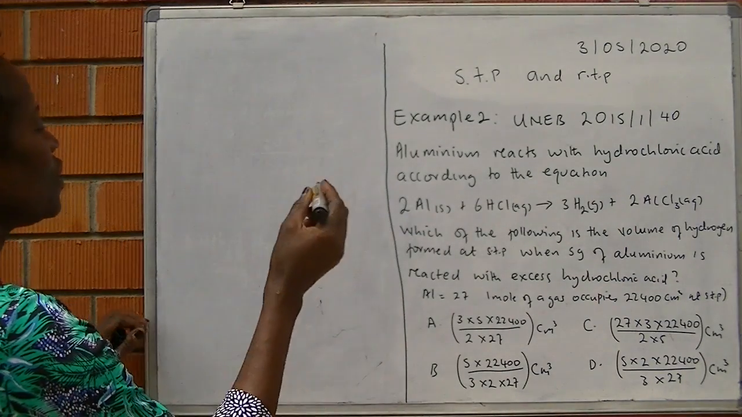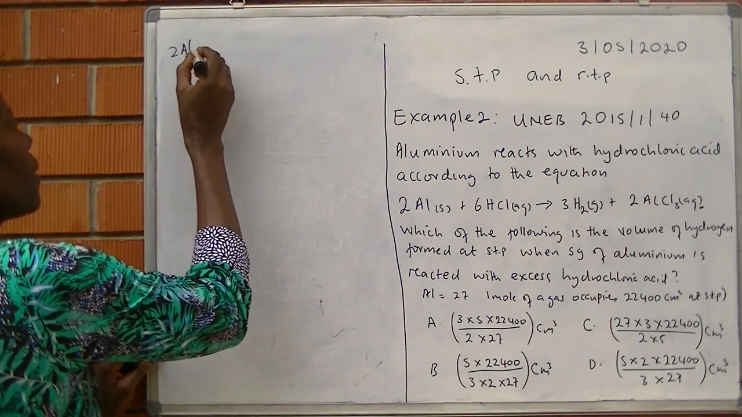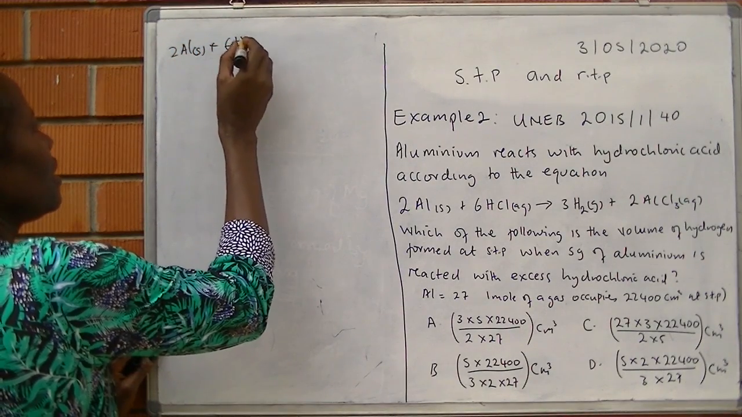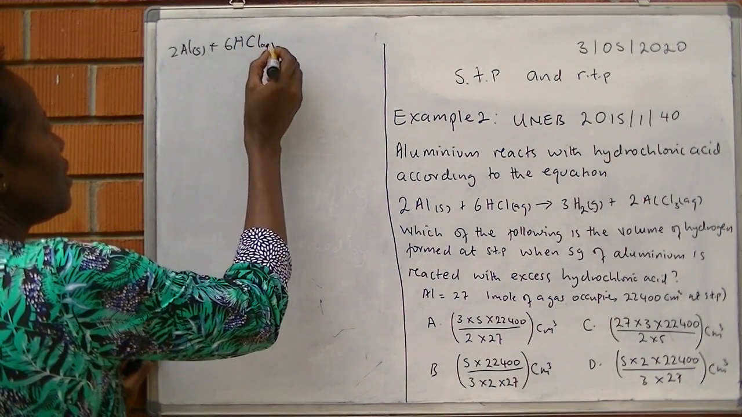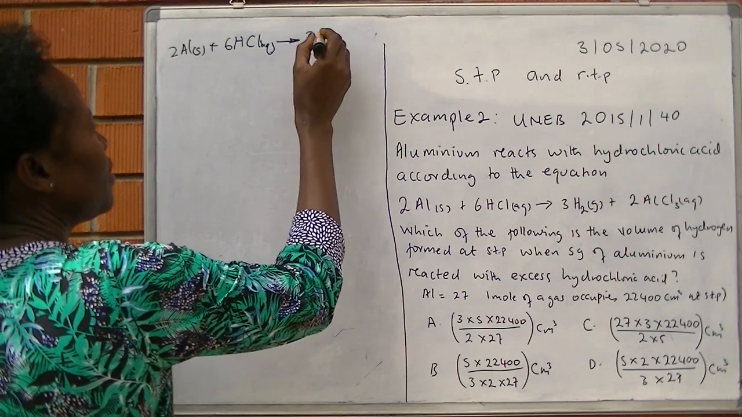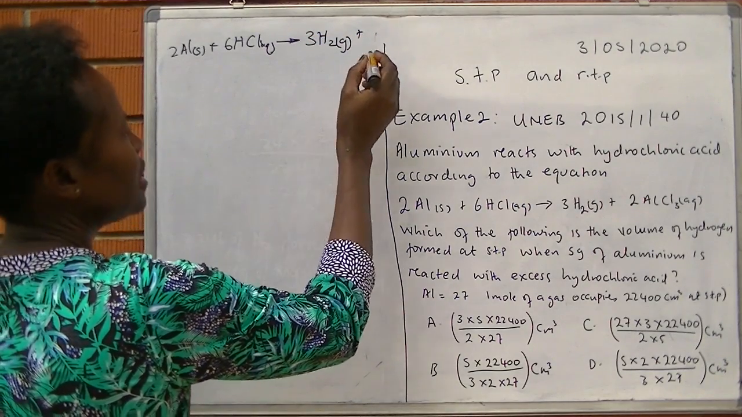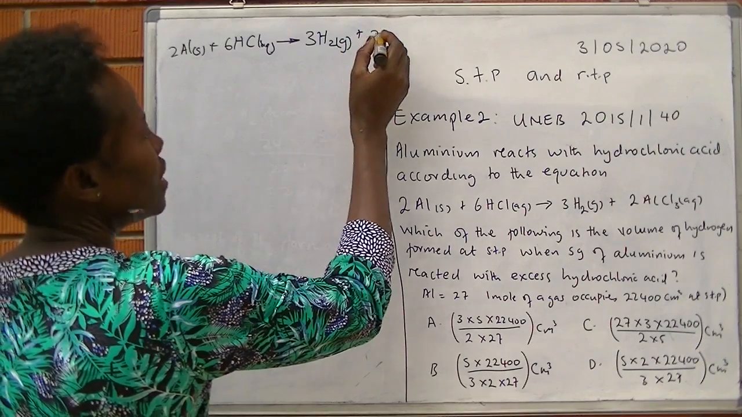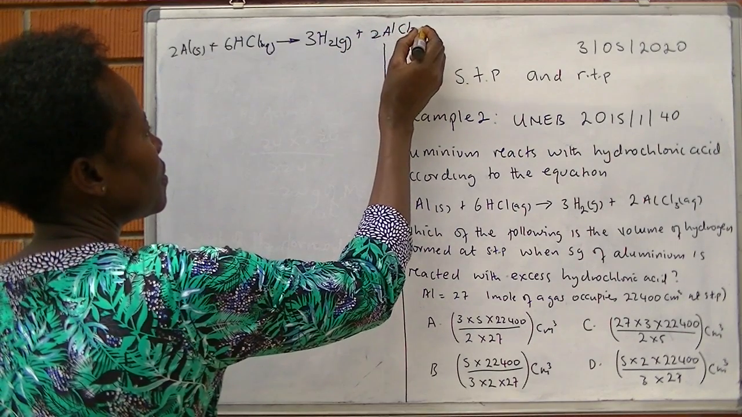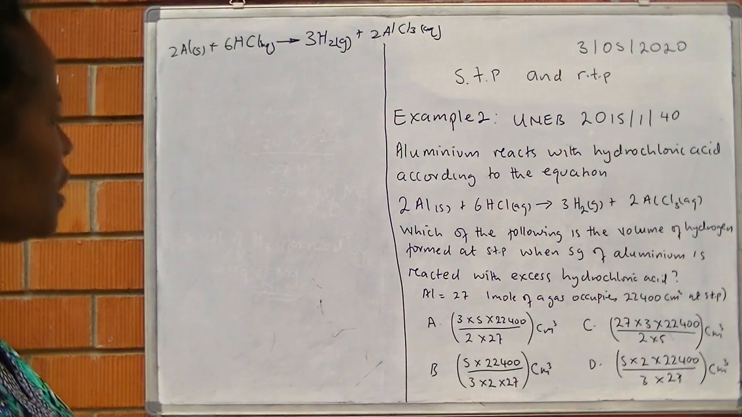As usual, I told you to rewrite the equation. 2 aluminium reacting with the hydrochloric acid to give us 3 molecules of hydrogen and aluminium solute. We go back to the question.